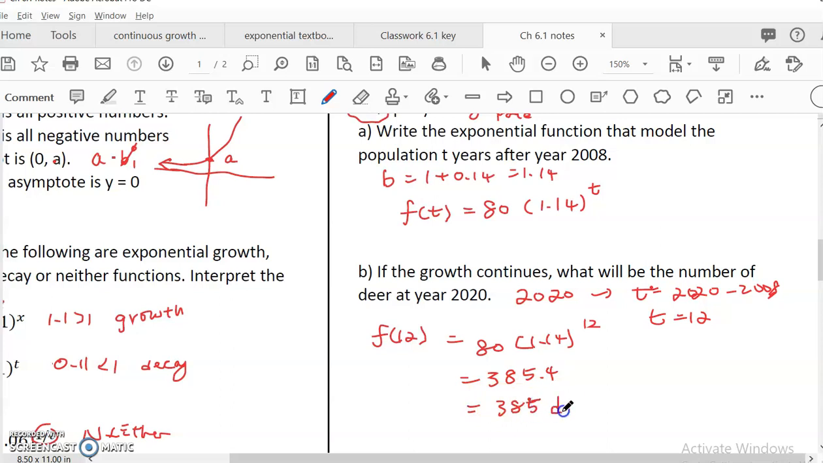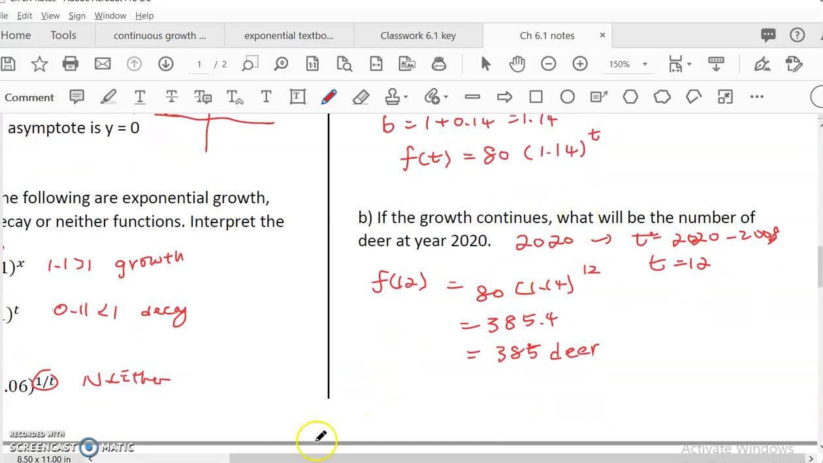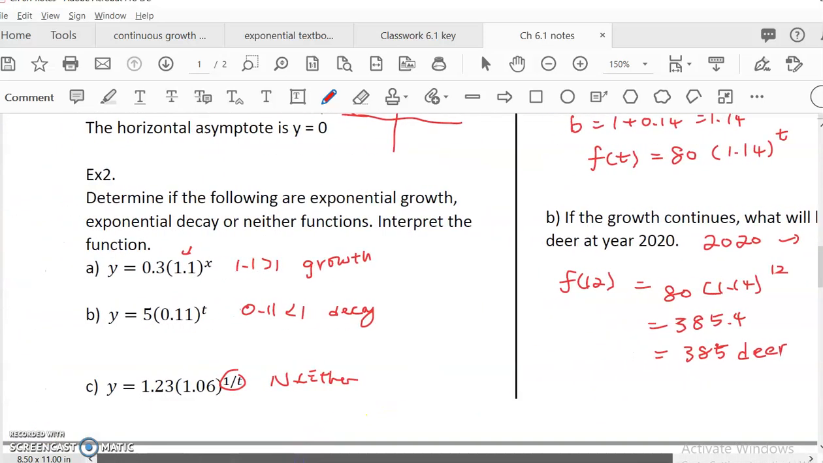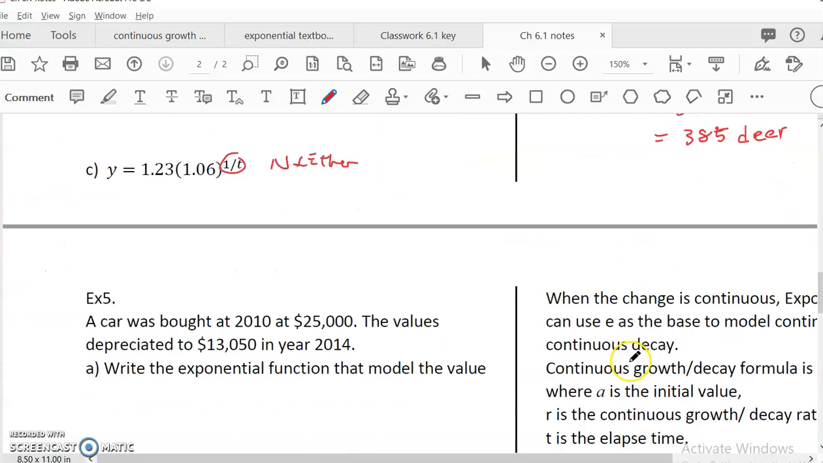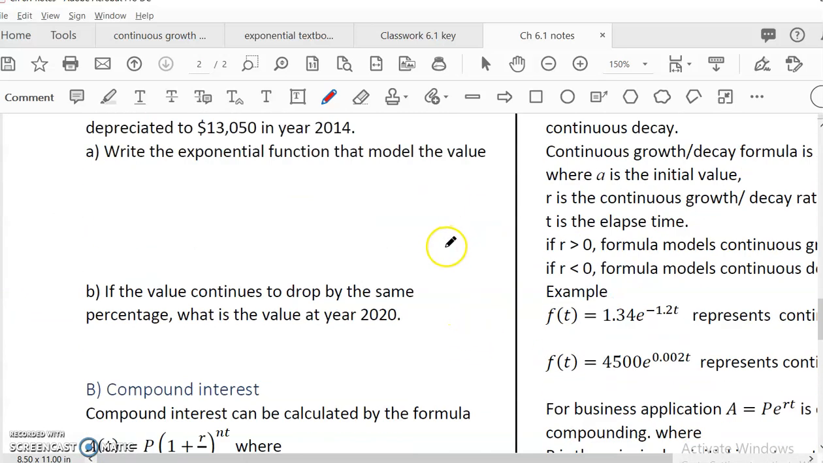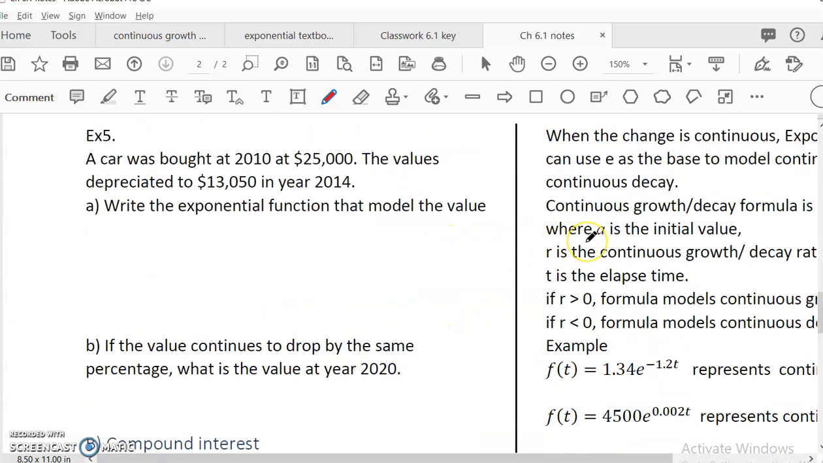So if they're growing exponentially, adding 14%, it is as if you're multiplying by 1.14 every year. That's still exponential growth because it's greater than 1. Okay. There is another one that's depreciation. So let's do this one.